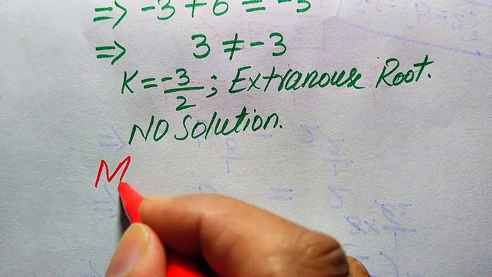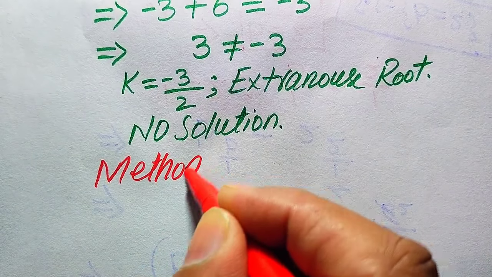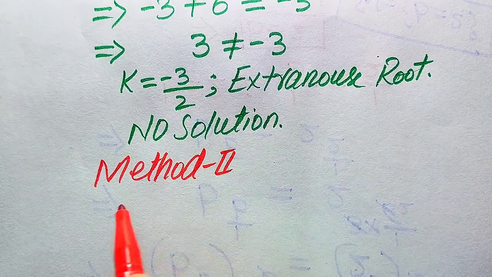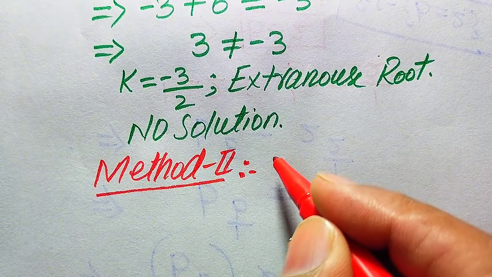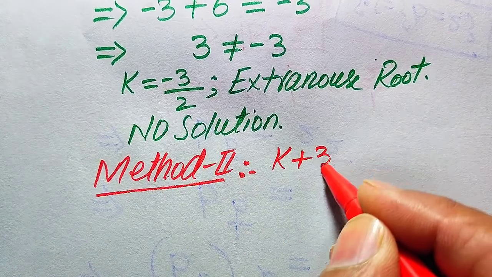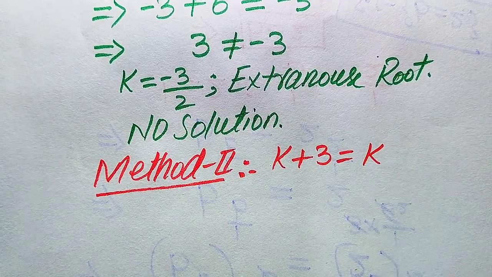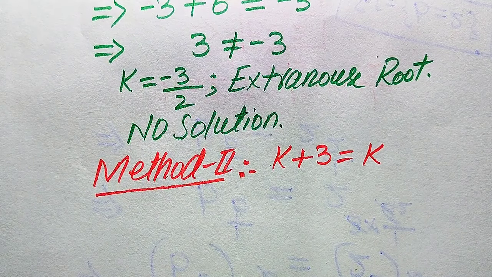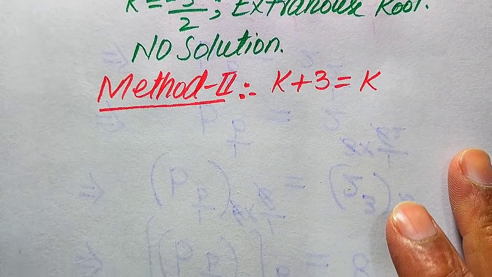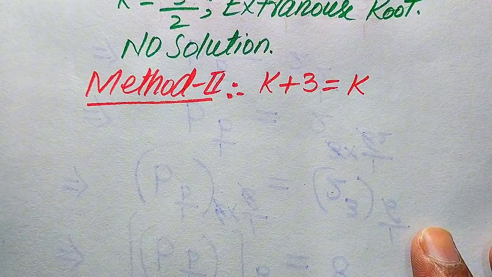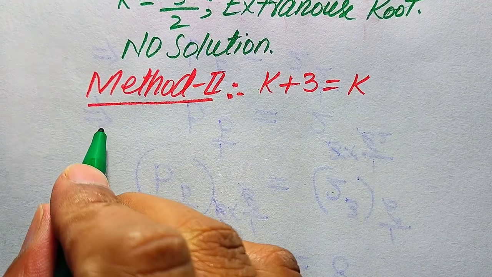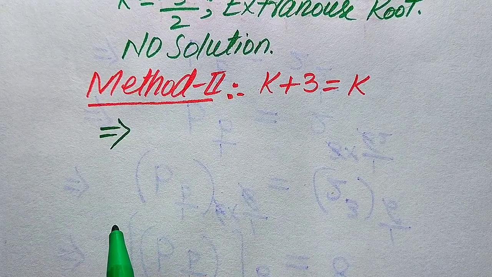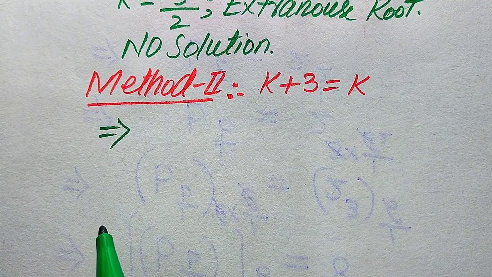And now we again solve this problem from the second method. In the second method we need to copy down the given question statement, which is k + 3 = k. In this method we directly determine the solution set of this problem. Our second method is the very straightforward method.